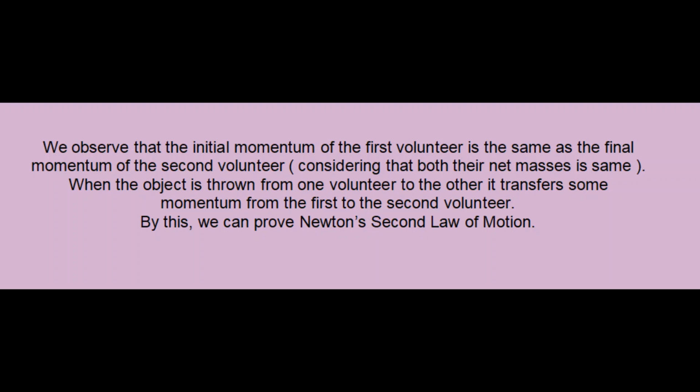We observe that the initial momentum of the first volunteer is the same as the final momentum of the second volunteer, considering that both of their net masses are the same. When the object is thrown from one volunteer to the other, it transfers the momentum from the first volunteer to the second volunteer. By this, we can prove Newton's second law of motion.